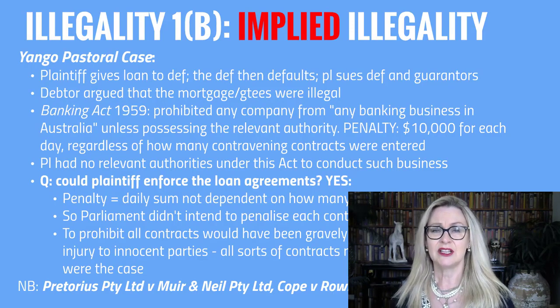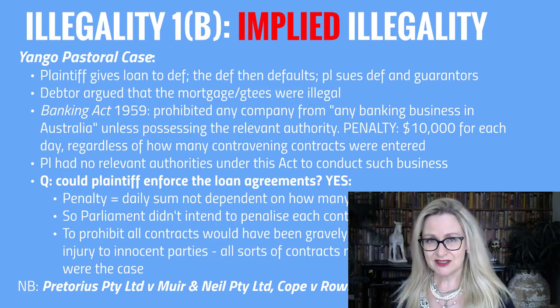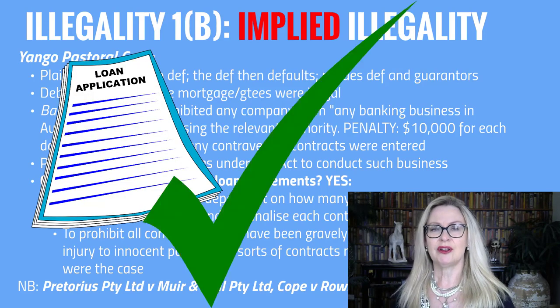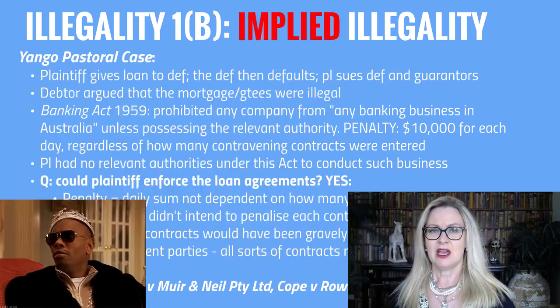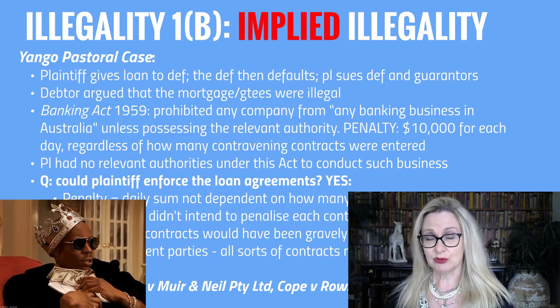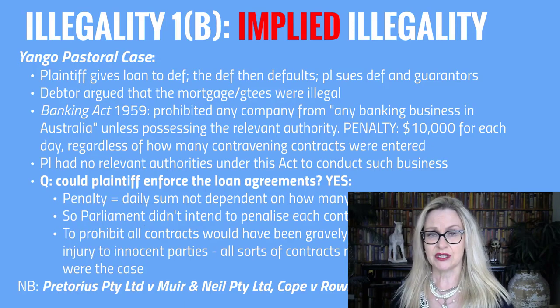And in that case, classic scenario of a plaintiff providing the defendant with a loan, the defendant defaulting, and the plaintiff trying to sue to get their money back, and the defendant trying to get out of the whole arrangement via the escape route of illegality.